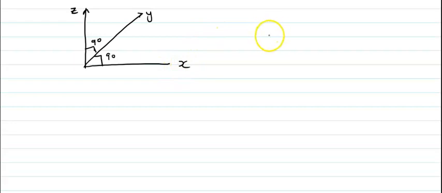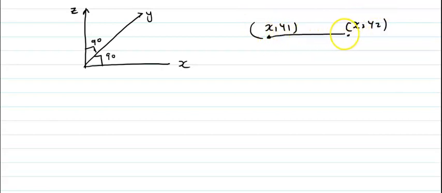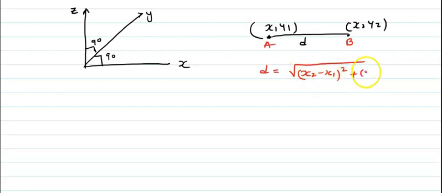Now we know if there is a point (x1, y1) and a point (x2, y2), and you need to find the distance formula, if the distance between these 2 points is d, and you need to find the distance between point A and point B, it is given by the square root of (x2 minus x1) whole square plus (y2 minus y1) whole square.